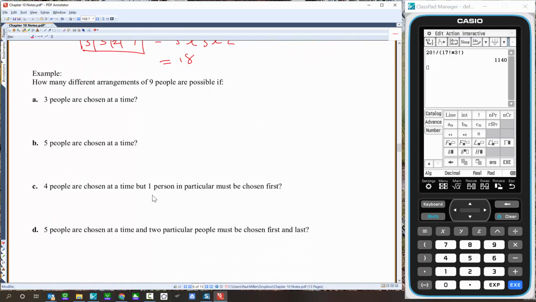All right. How many different arrangements of 9 people are possible if 3 people are chosen at a time? So we're choosing 3, so that's 9, 8, and 7, which is 9 times 8 times 7. 9 8s are 72. 7 2s are 14, 1. 7 7s are 49, 50, 504, I think. Let's try that one out. Yep, all right.